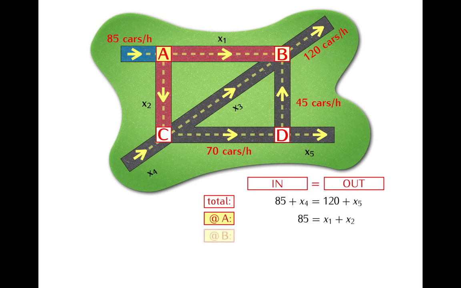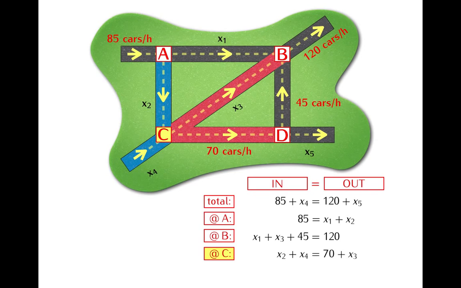At intersection B, we have three streets that bring traffic in, and the total flow in is x1 plus x3 plus 45, and then there is one street going out, and this street carries 120 cars per hour. Next, at intersection C, there are two streets going in, and these streets bring x2 plus x4 cars per hour, and there are also two streets going out, and these streets carry 70 plus x3 cars per hour.